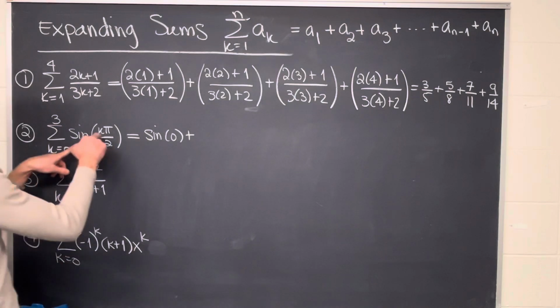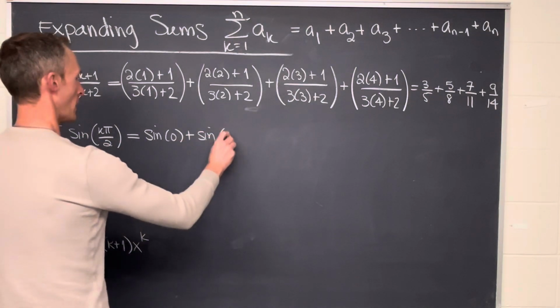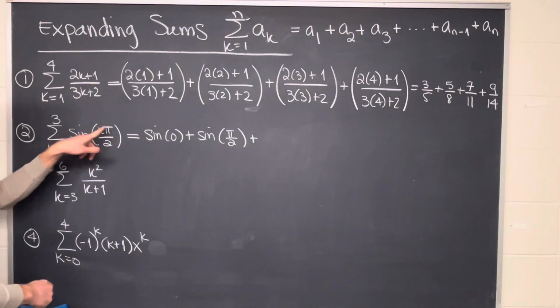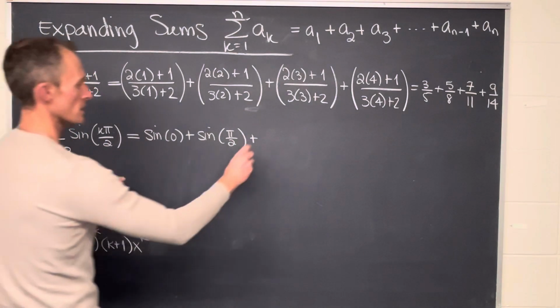Now if k is 1 and I plug in, I'm going to get sine of pi over 2. If k is 2, 2 pi over 2 is just pi, so this is just sine of pi.